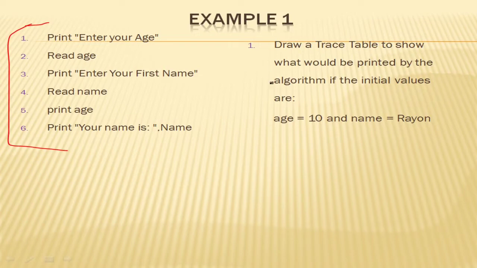And the question is asking us to use this snippet or this small piece of code and draw a trace table, assuming that the initial value for age is 10 and the initial value for name is Ryan. So let's see how we would do this.